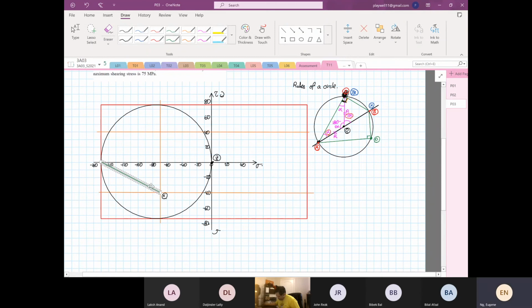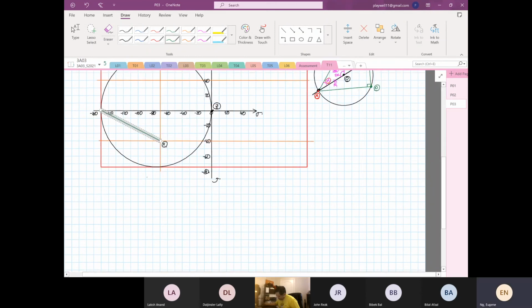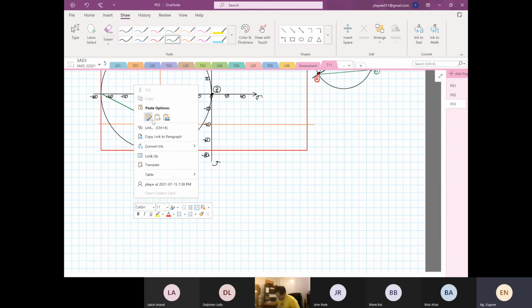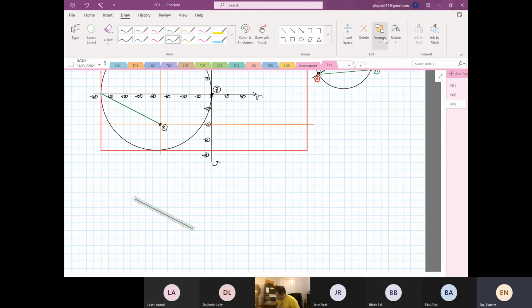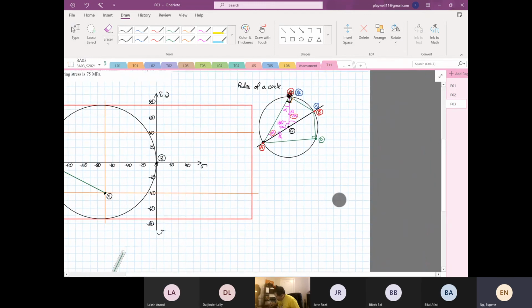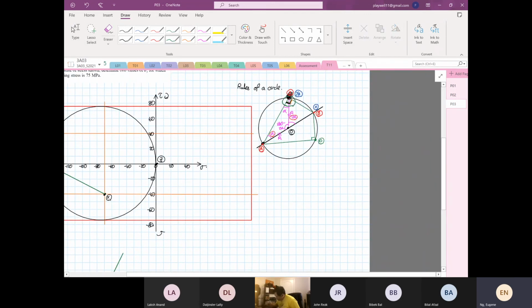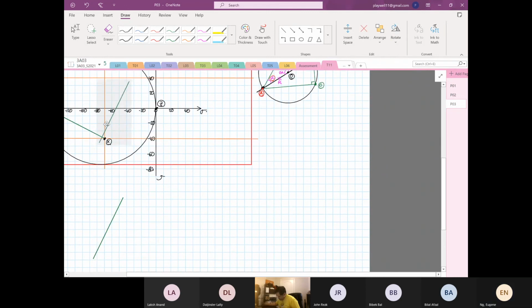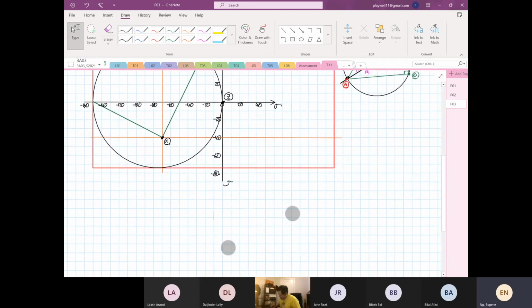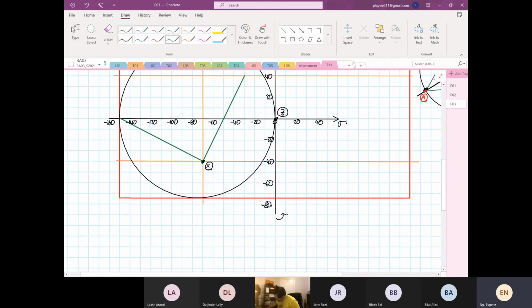And then I'm going to copy, paste, and rotate this by 90 degrees. Why do I need to rotate by 90 degrees? Because this angle over here is always 90 degrees. So this is the other circle. At this point over here, I'll call it my stress A.